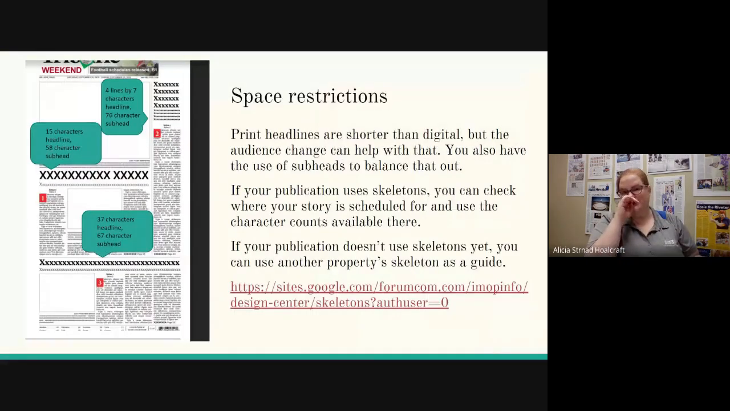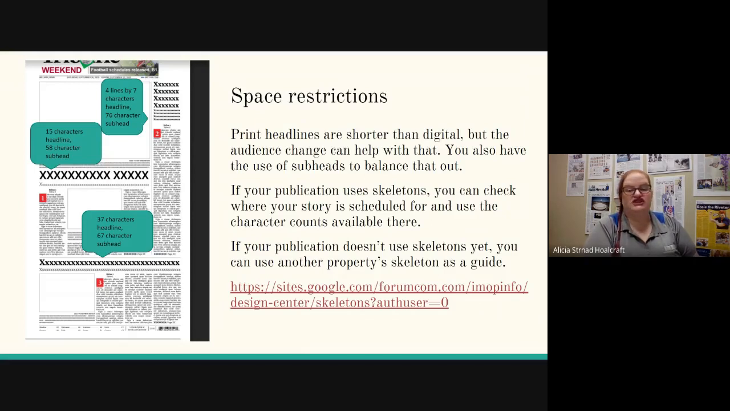Space restrictions are the next big thing. This is a lot of what we're working with right now. As you probably know, many of our properties have started using what we're calling skeletons, which is just a sort of a framework to a page that helps make sure that editors and designers are on the same page as we start things. And a great thing about skeletons is that they tell everyone exactly how many characters can fit in a headline. So I urge you, if you have not already, to check out your publication skeletons.